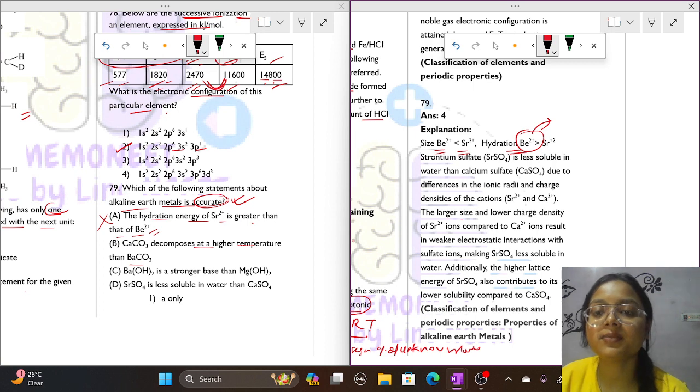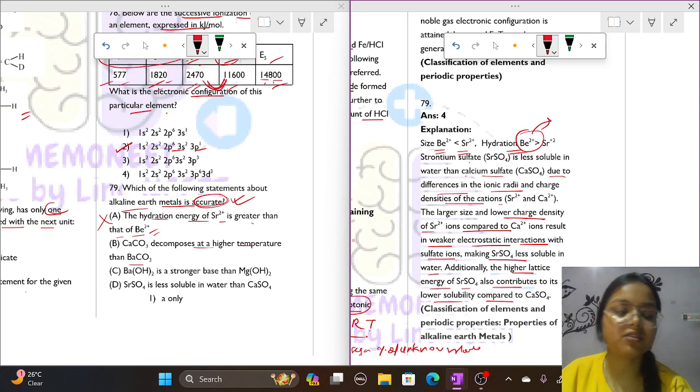Let's read this one. Strontium sulfate is less soluble in water than calcium sulfate due to the differences in the ionic radii and charge densities. The larger size and lower charge density of strontium ions compared to calcium ions result in weaker electrostatic interaction with the sulfate ions, making SrSO4 less soluble in water. Additionally, the higher lattice energy of SrSO4 also contributes to its lower solubility.